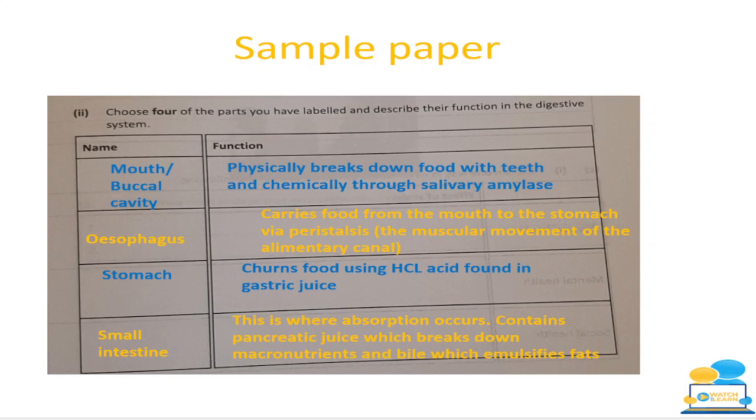It contains pancreatic juice, which comes from the pancreas. This breaks down your macronutrients, so these are your proteins, fats, and carbs, and bile, which emulsifies or breaks down fats. Now that would be like a distinction level answer there down the bottom.